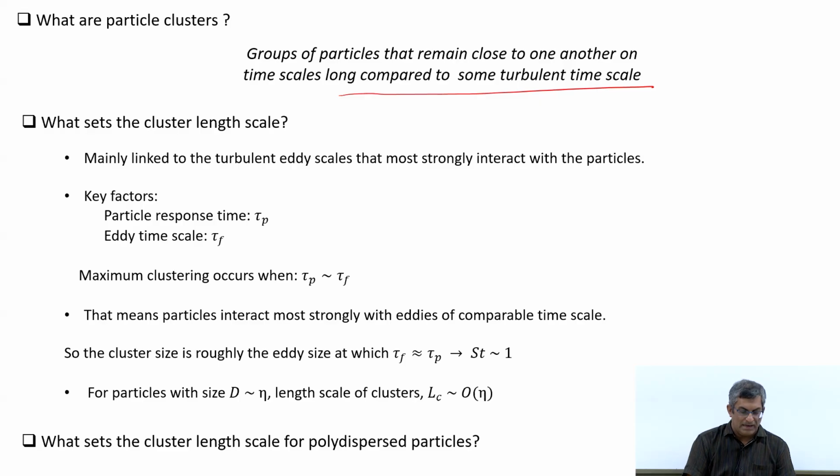But then an interesting question arises: what happens if we now have polydispersed particles, that is, particles with different sizes? What will happen to clustering? Will clustering happen, and if it happens, what will be the length scale of the cluster? That remains, even now, an interesting and open question.